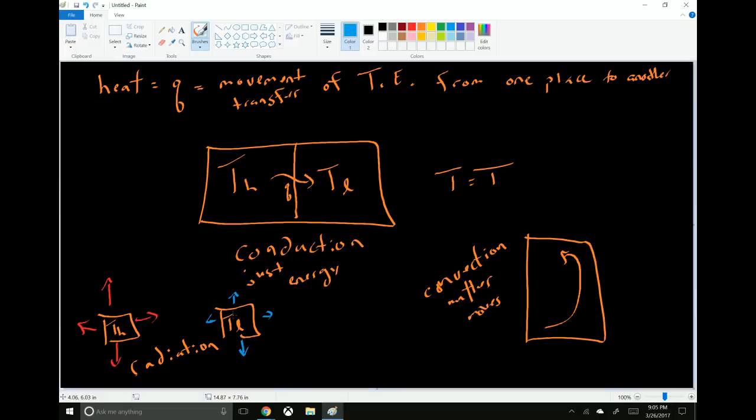And so those are the three different ways that heat will go from one place to another. Radiation of electromagnetic energy, convection, where matter moves and carries energy with it, and conduction, where the heat just moves directly from one object to the other.